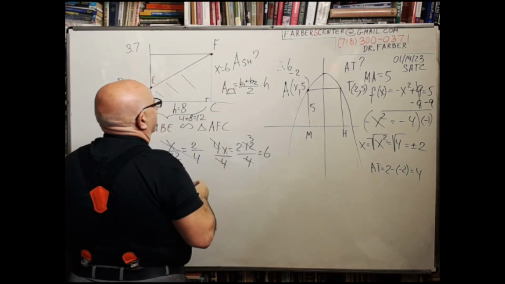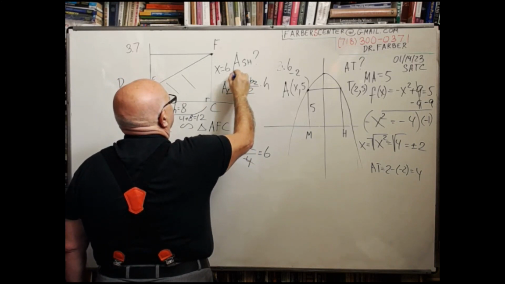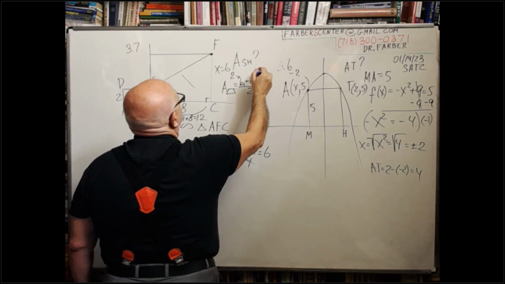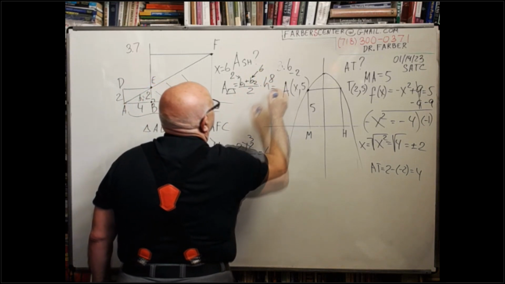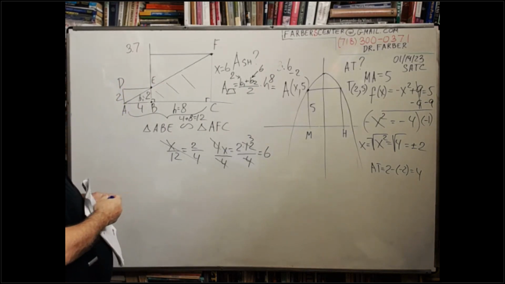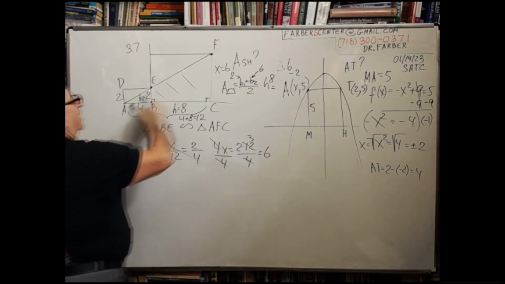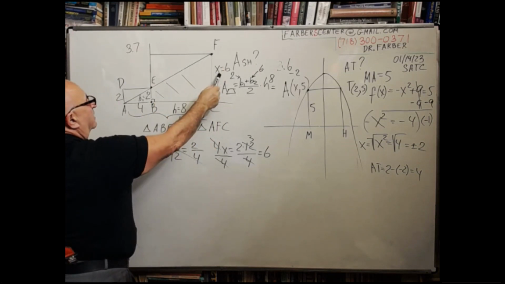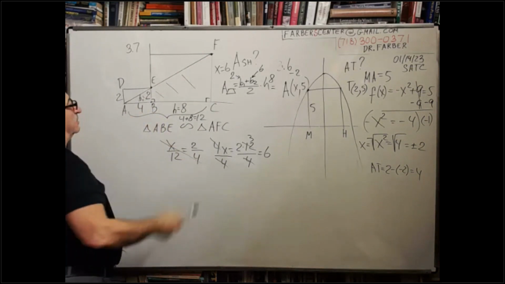And now plug into this formula. This is 2. This is 6. And this is 8. Then you can get this area. Okay, you can do it another way. Take the large triangle area when you find X and subtract the small triangle. Same result.